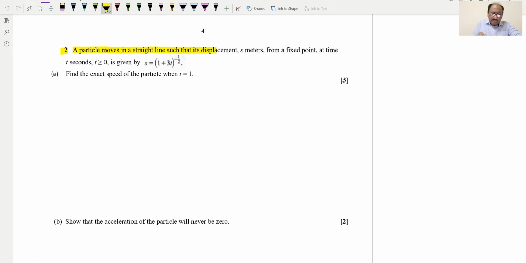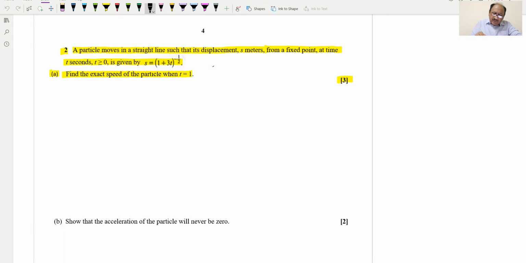Now we can move to question number 2. Question number 2 says a particle moves in a straight line such that its displacement s meters from a fixed point at time t seconds, t greater than or equal to 0, is given by this equation. Part a: find the exact speed of the particle when t is equal to 1. This is a 3 marks question. So we have to find ds/dt.